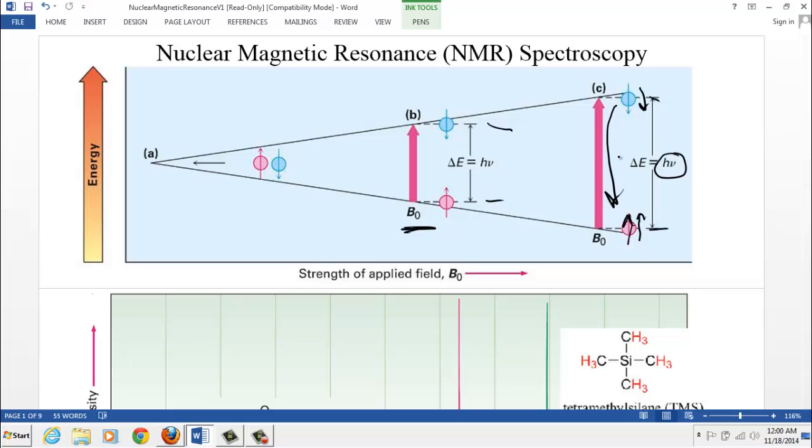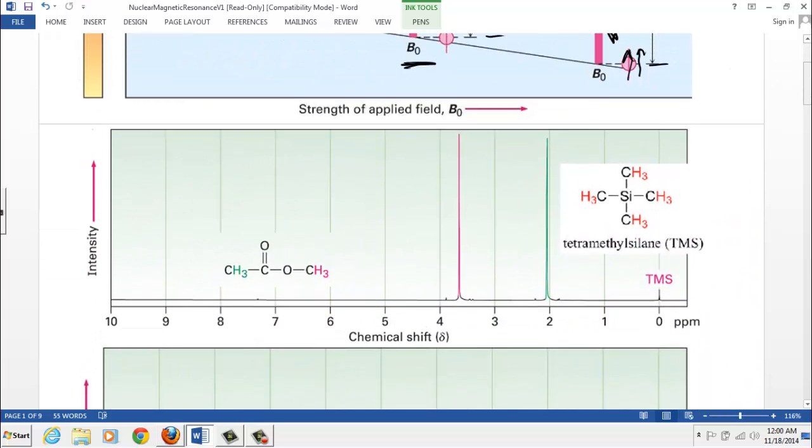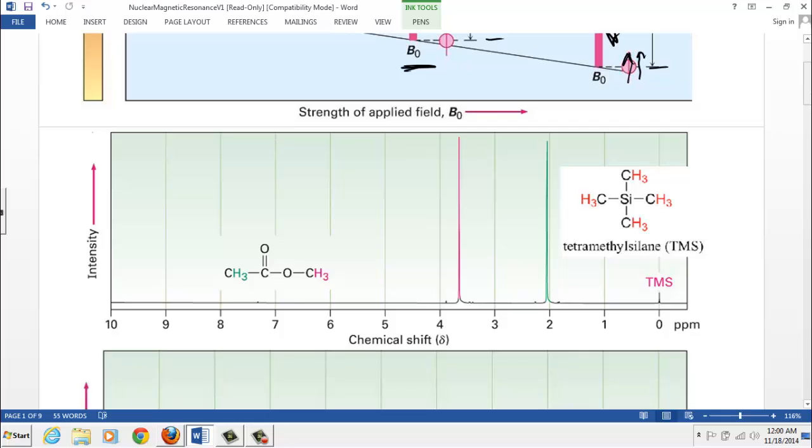Okay, so in a nutshell, that's the phenomenon that we're exploiting in NMR spectroscopy. Now here's the nitty-gritty. What we get is data that looks like this spectrum here.